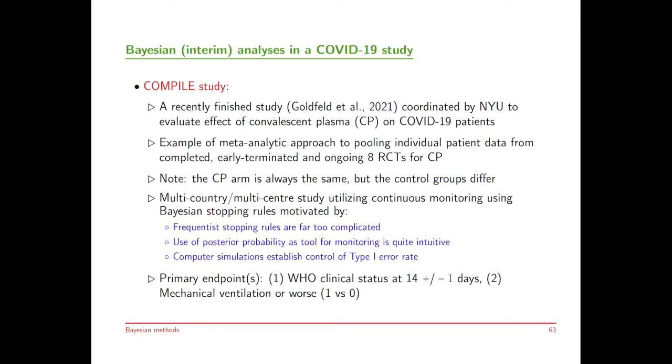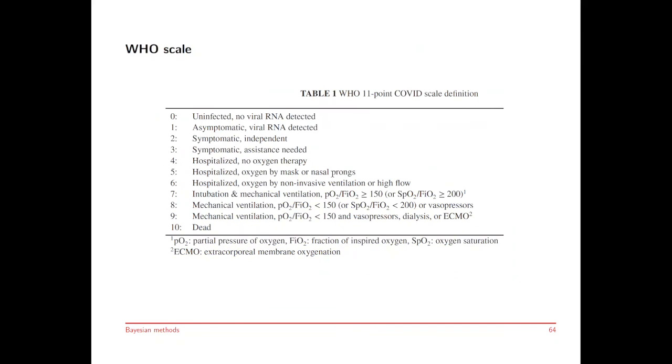The primary endpoint was the WHO clinical status at about 14 days, and whether mechanical ventilation was used or worse. So here's the WHO scale, where 0 is when the patient was unaffected, no viral load was detected, and 10 when the patient died.